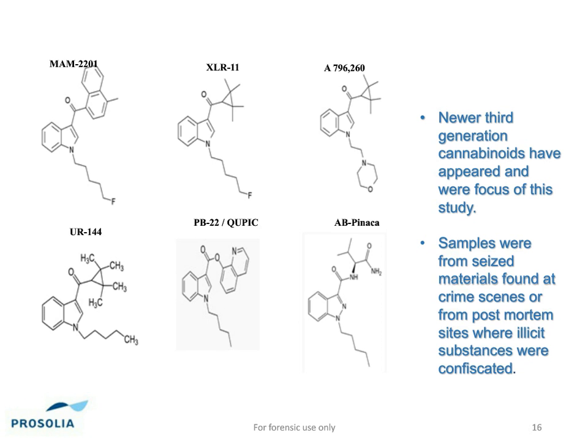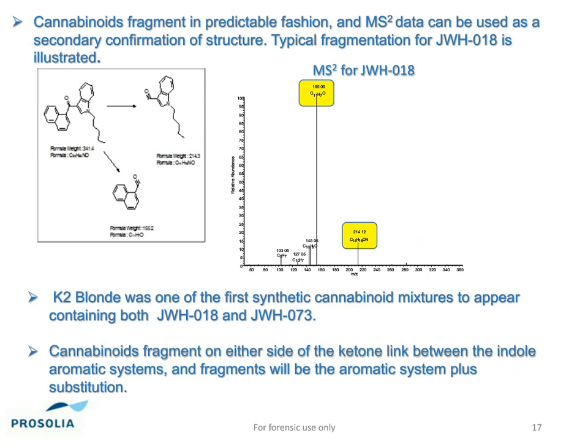One of the interesting things about the cannabinoids in general is they fragment in a fairly predictable fashion. They tend to fragment on both sides of the ketone linker. So if we know what the two side chains are, we can predict what the fragments should be. And on this slide, I've shown a fragmentation of JWH-018, and we can see it fragments exactly as expected. And we see the fragments as predicted on the slide. We see those coming up.